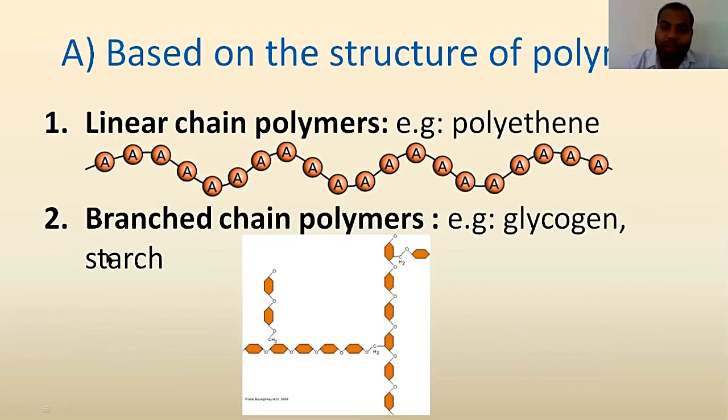The next kind of structure is the branched chain polymer. This is the structure of glycogen. As you can see, these molecules are nothing but glucose. There is a linear chain, but there are branches as well. If branches are there in the linear chain of the polymer, then we call it a branched chain polymer. Branched chain polymers also contain the linear chain, but because there is branching, they are considered branched chain polymers.